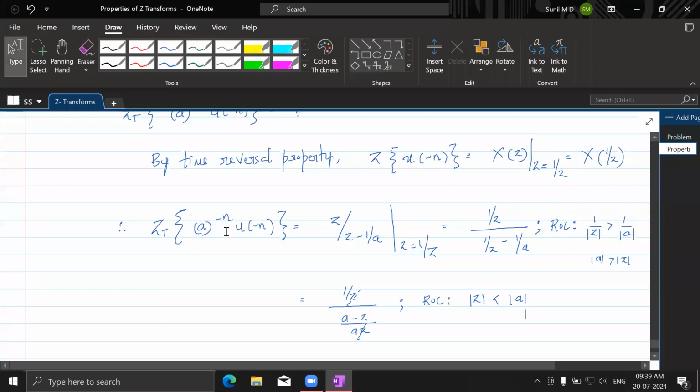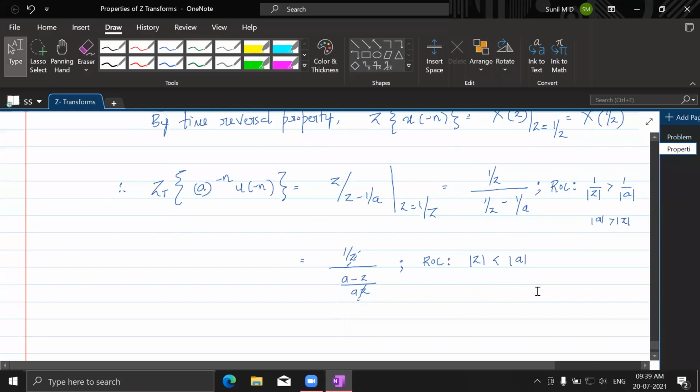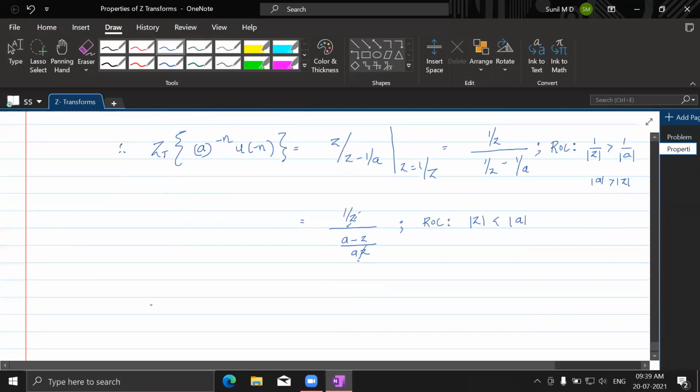Now this is on the left hand side. So if it is left hand side, it is within the circle with radius. So just readjust this properly. Therefore, z transform of a power minus n u of minus n would be equal to a by a minus z. This a goes to the numerator here. Fine. So it becomes a by z, with ROC within the circle with radius a.